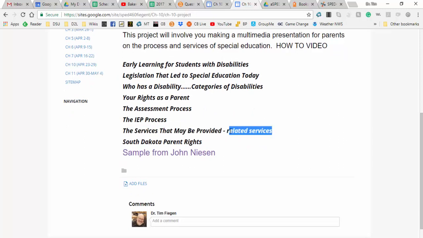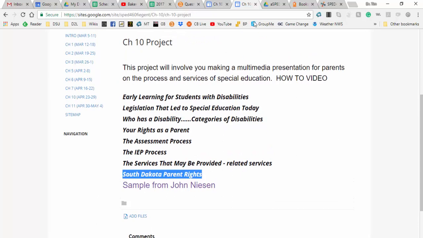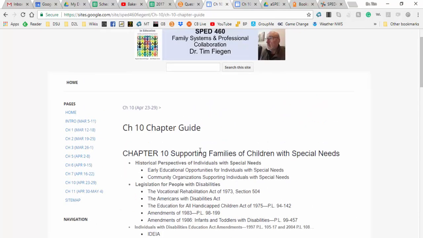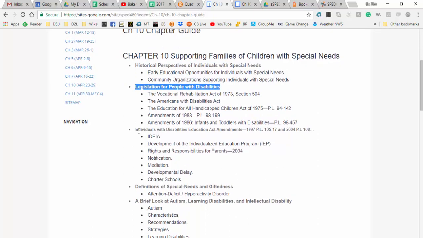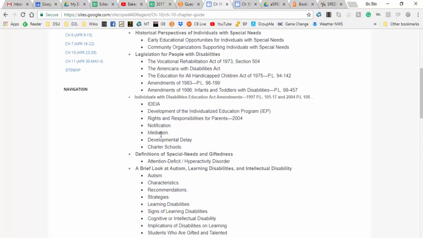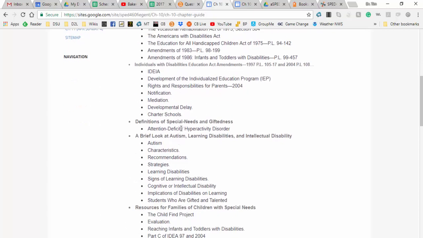Again, that's a little beyond the scope of what this chapter was. And maybe this is just a link to the South Dakota Parents' Rights here. And let me just take you back here, what we just covered in this chapter. Here, that first part was the early historical. Here's some legislation. Here's that IEP thing, like developing the IEP, rights and responsibilities, notification, mediation. You can cover those things.